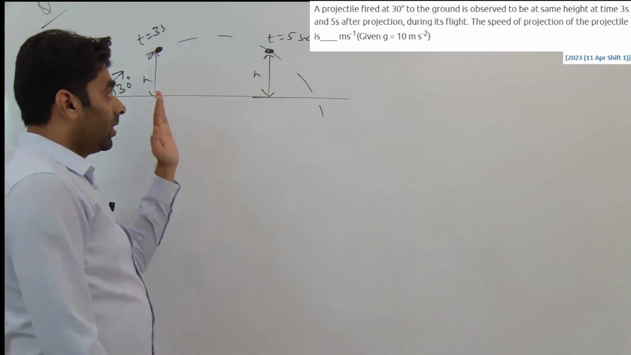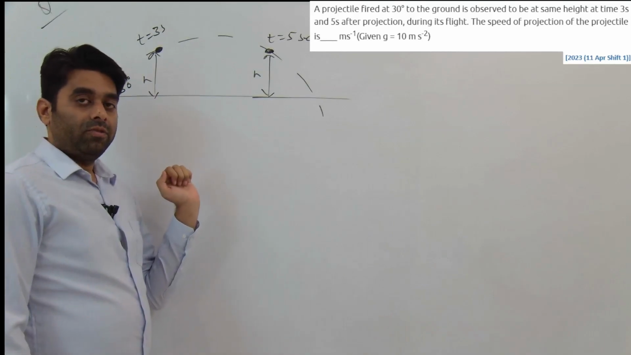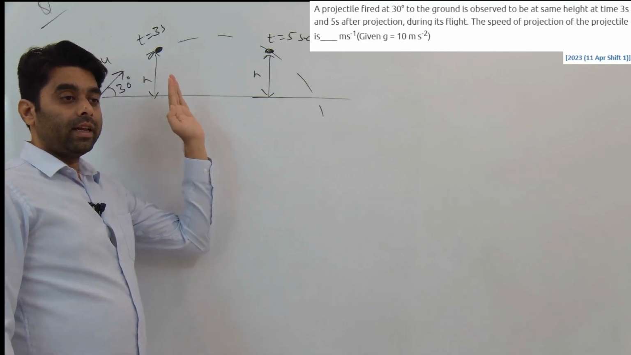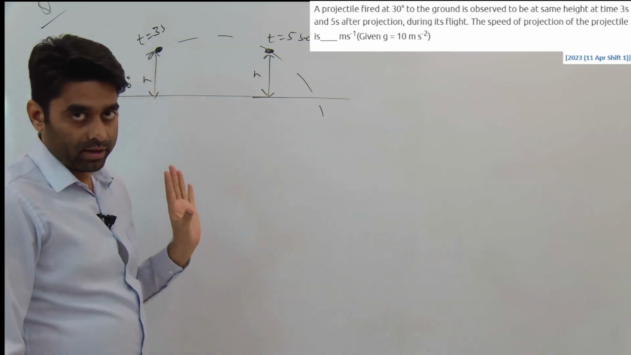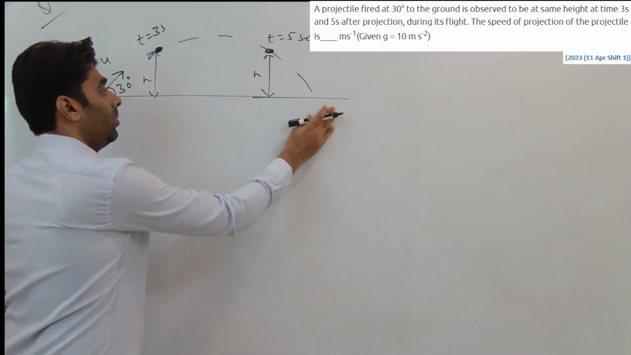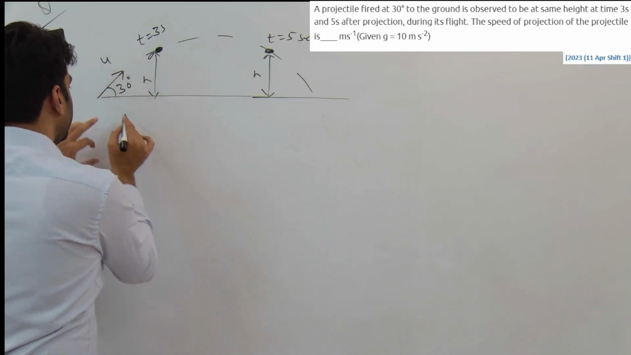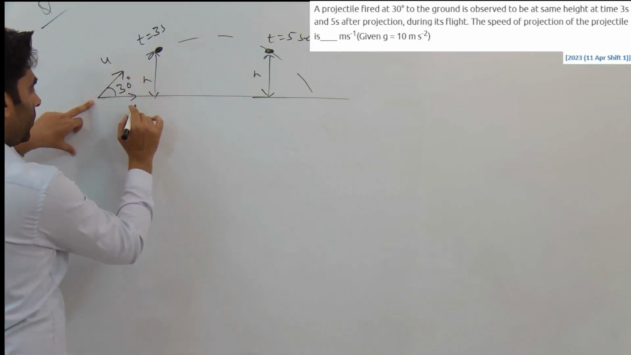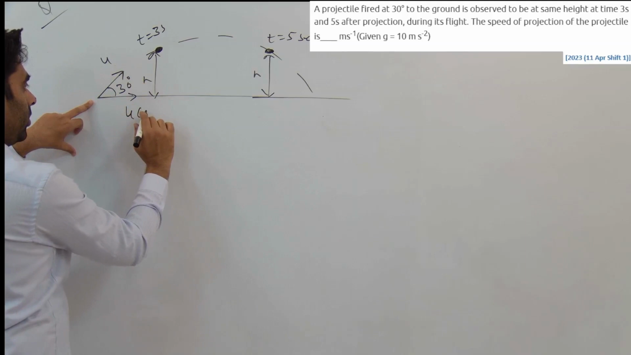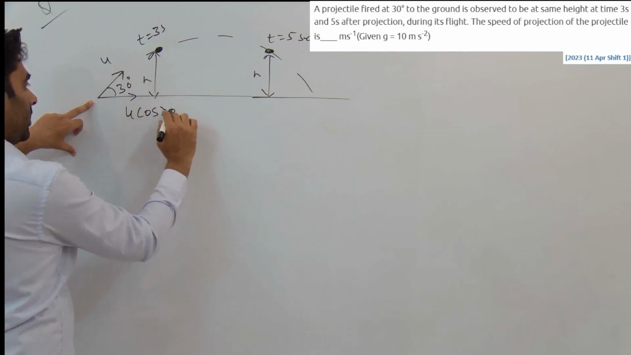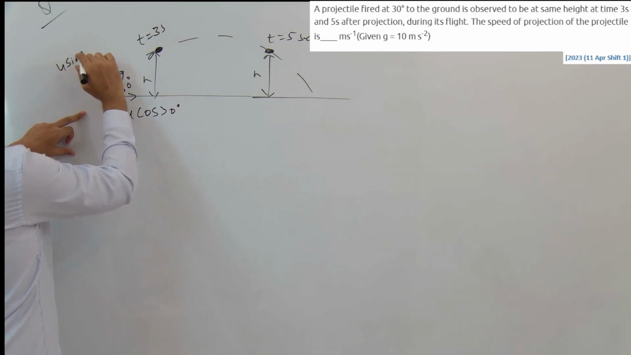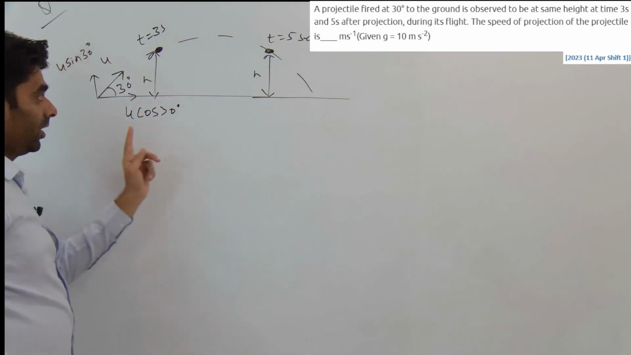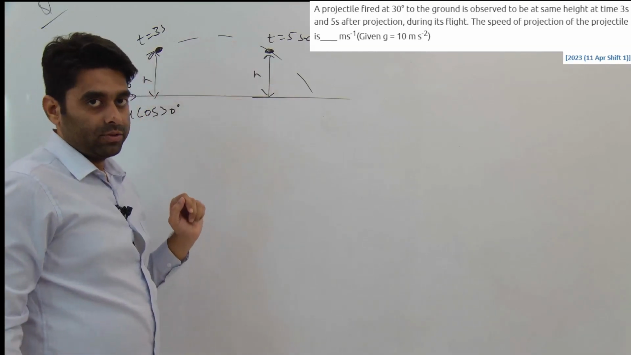Now beta, heights are the same. As we know, in projectile, height we deal with in the y direction, and in y direction you have uniformly accelerated motion. So it is all about motion in the y direction. What can we do over here? We can take the components of the initial velocity. This will be u cos theta, u cos 30, and this one will be u sin 30. At 3 seconds and 5 seconds, it is the same height.